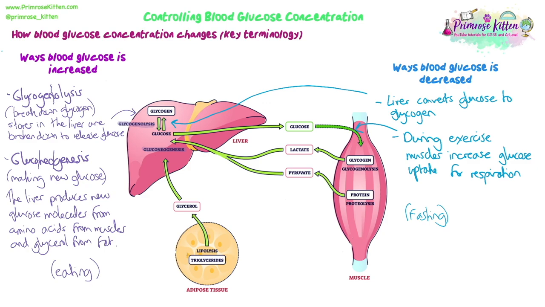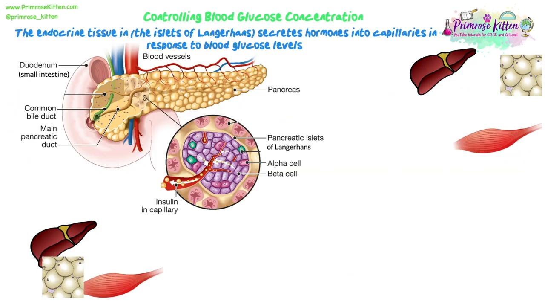If you don't eat for a long time and you've been moving around, so you've been using up the glucose that's in your blood, then you are fasting, and that will decrease your blood glucose levels until they get to a point where your body then kicks in and tries to return your blood glucose levels to the optimum. And so we're going to look at how it does that next. The endocrine tissue, that's the islets of Langerhans, which are parts of the pancreas, secrete hormones into the capillaries in response to blood glucose levels.